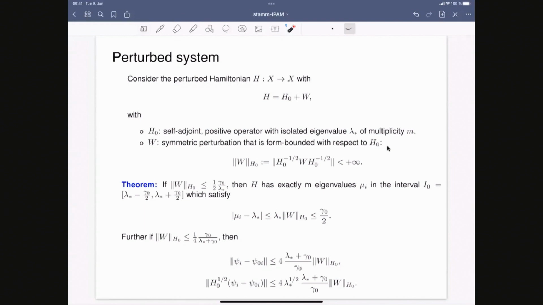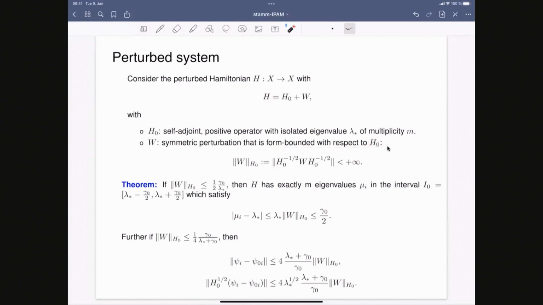This is more or less one slide here. You have a Hamiltonian built from a ground Hamiltonian H0 that is self-adjoint and positive, and you focus on one isolated eigenvalue of some multiplicity m. And you have a perturbation that is symmetric and form-bounded, so H is also self-adjoint. Form-bounded with respect to H0 means that this quantity is finite.